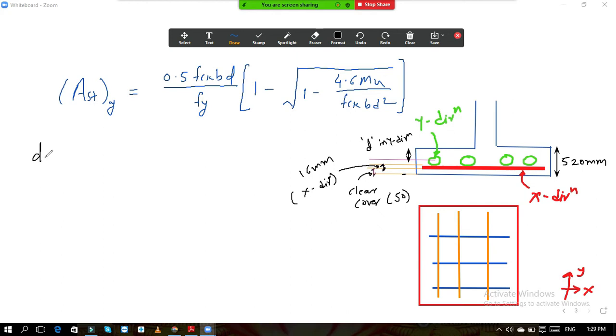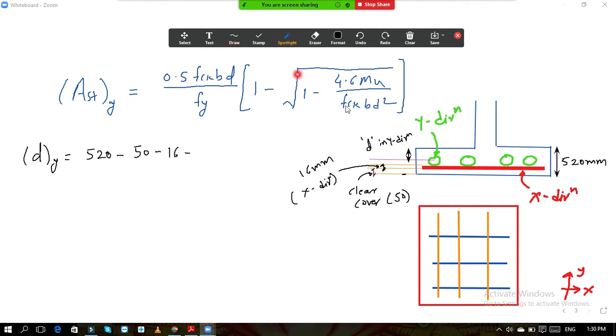Effective depth in y direction is equal to your overall depth, 520, this total is 520, minus the clear cover. First we will subtract the clear cover. What is our clear cover? It is 50 mm. So minus 50. Now after subtracting we will come to this level. So again we need to subtract this bar also. This bar is of 16 mm. So again minus 16.